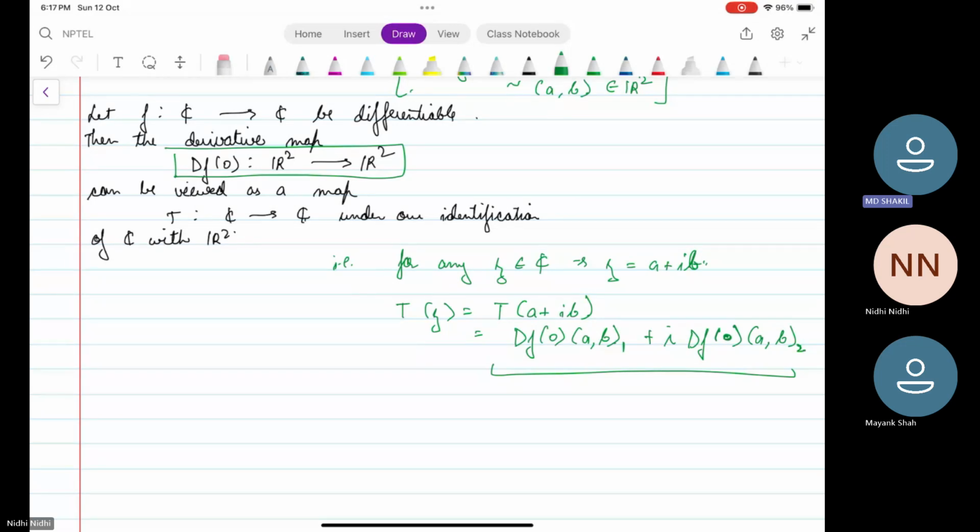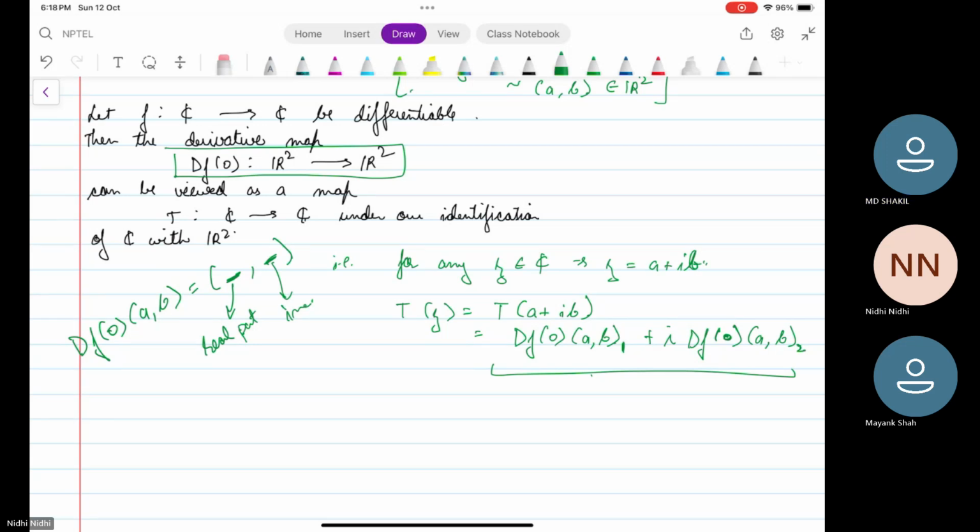So df0 is a map from R2 to R2. So df0 at the point (a, b) will have two components because it is from R2 to R2. So the first component denotes the real part, and the second component denotes the imaginary part. So that's how this 1 and 2 denote the first component and second component.